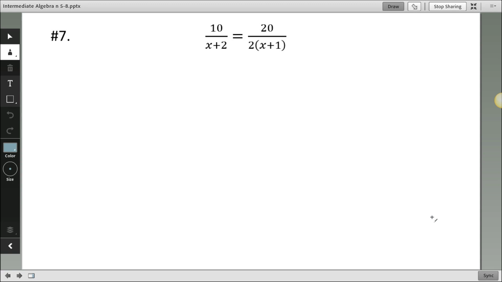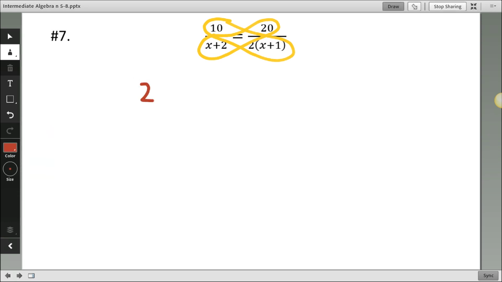All right, so here's the next one. So this one's set up like a straight proportion, kind of similar to the first problem in this lesson. So really all we need to do here, we don't need to find an LCD in this one. We can just do a cross product. So we're going to multiply those cross products.